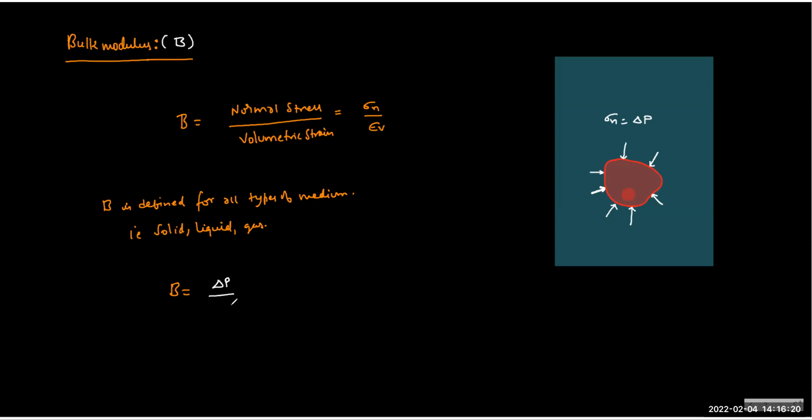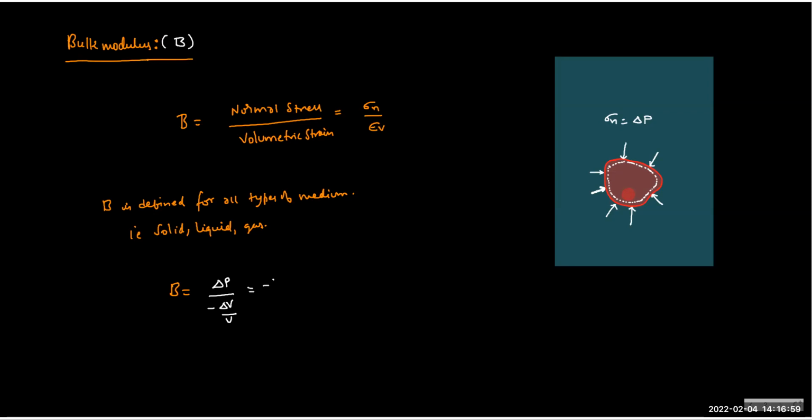and we divide by the volumetric strain, which we have defined as minus delta V by V, because the volume will shrink because of the pressure. Volume is going to decrease, so the negative sign is there because delta V is a negative number, and therefore minus will make it positive. So this is how we define it, because the modulus of elasticity cannot be a negative number, so it must be a positive number. Okay, so this is the way of defining.